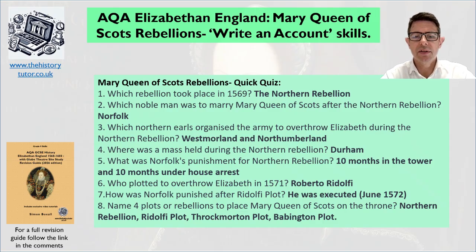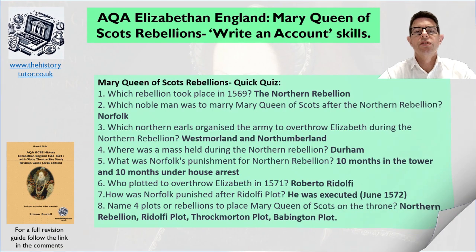And there are lots of other plots as well. There are 4 plots in general about putting Mary Queen of Scots on the throne. You've got the Northern Rebellion we talked about, the Ridolfi plot, the Throckmorton plot, and then finally the Babington plot, where she's famously caught with the notes in code in the beer barrels and she's executed. And the story goes that supposedly then Philip invades to become king and we have the Spanish Armada.